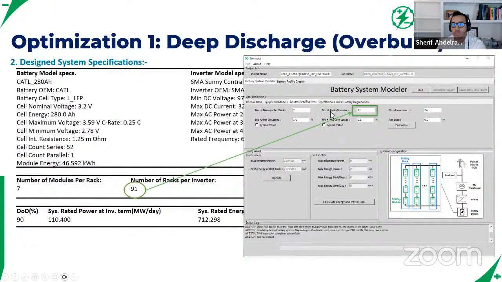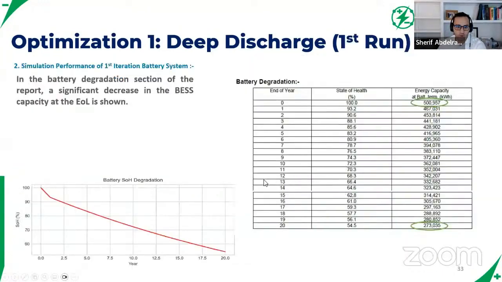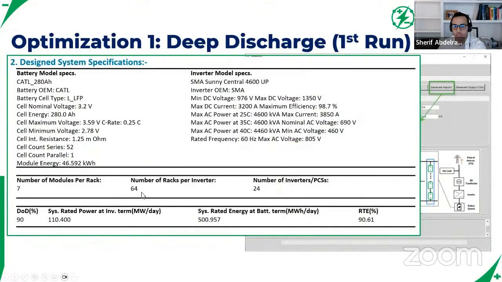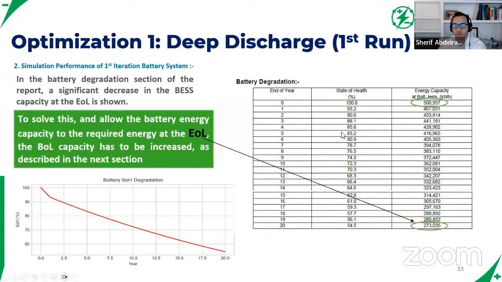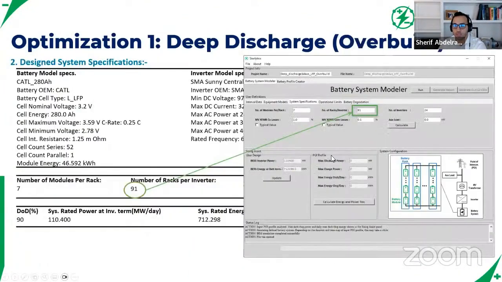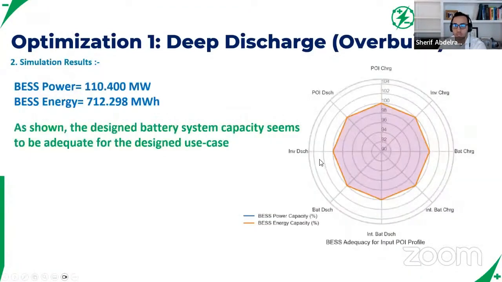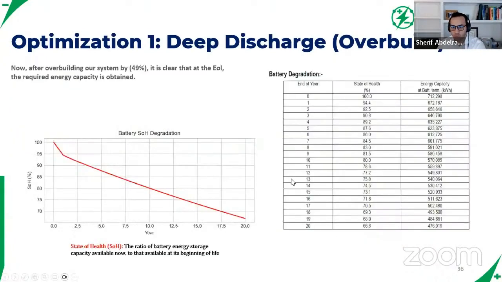So what we basically do is we start adding battery racks to the design. Before this was, I think it was 64, where is it here? Yeah, it was 64 racks per inverter. So we increased that to 91 racks per inverter. So we check the output, the energy adequacy and power adequacy as well. We're still good, 100%.